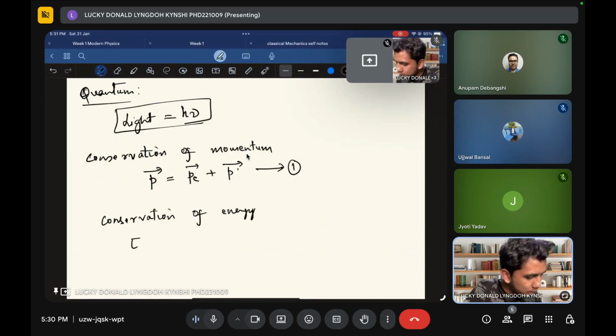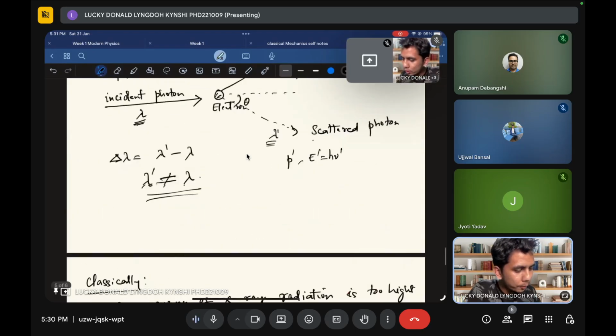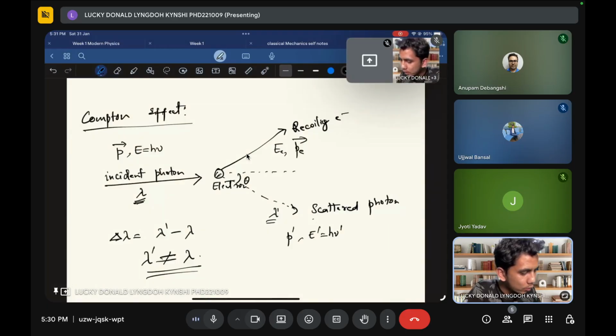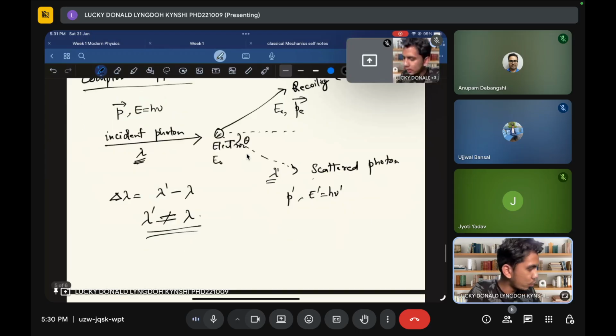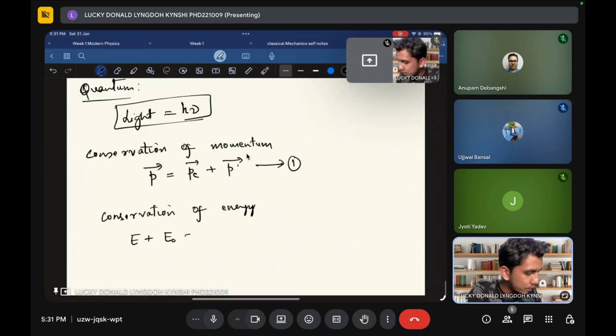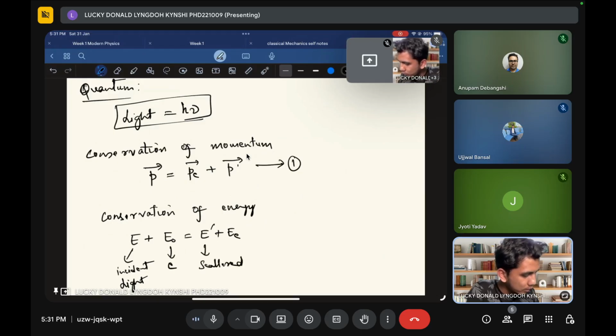Conservation of energy means E, the energy of your incident photon, plus E naught, the energy of the electron at rest, should be equal to E prime plus the energy of the recoil electron. So this is the energy of your incident light, this is the energy of the electron, this is your scattered photon or scattered light, and this is your recoil electron.